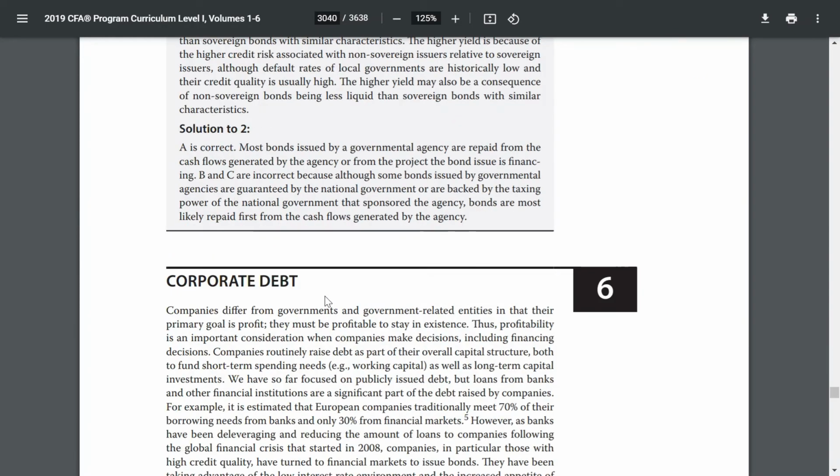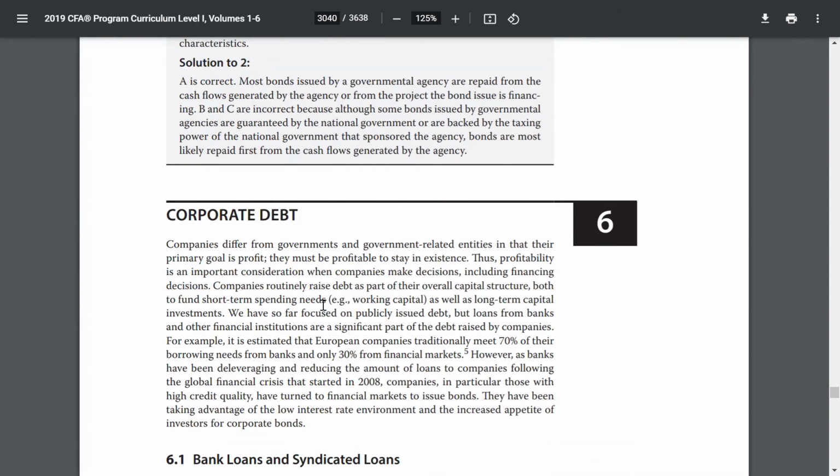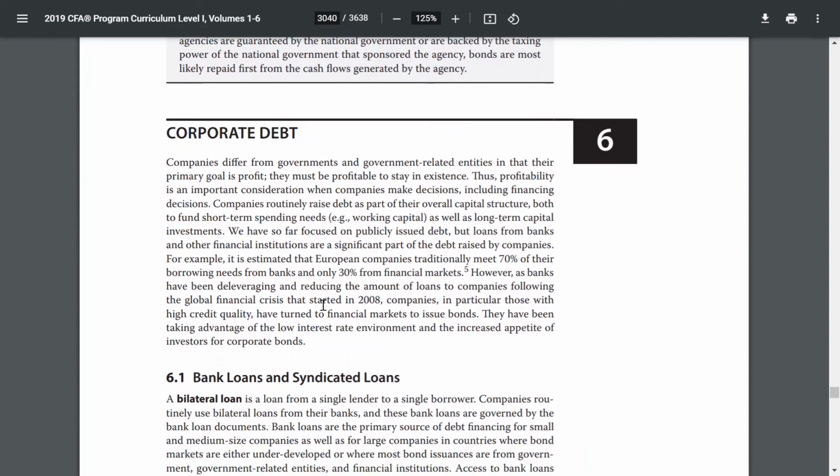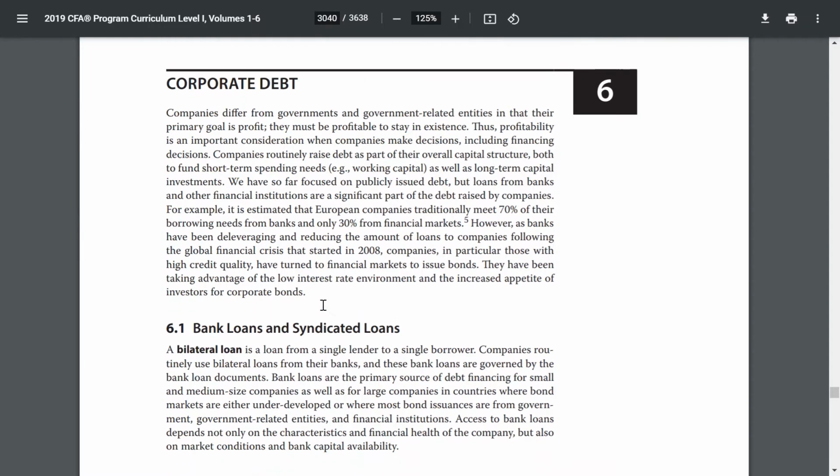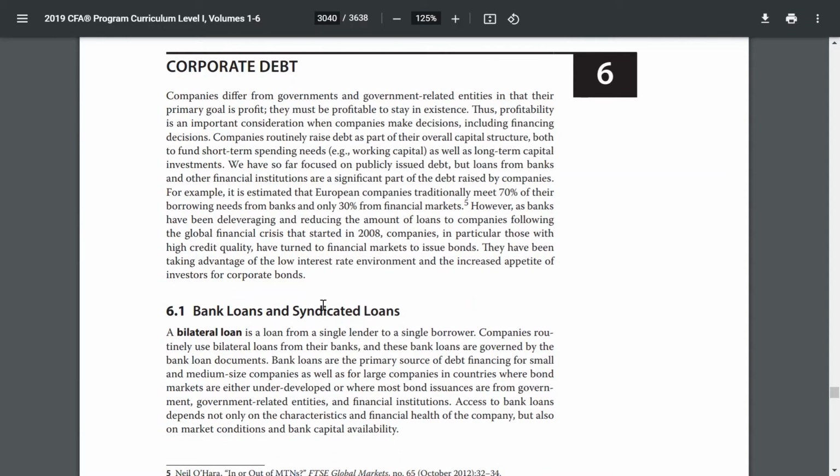Corporate debt. Companies differ from governments and government-related entities, as their primary goal is profit. They must be profitable to stay in existence. Thus, profitability is an important consideration when companies make decisions, including financing decisions. Companies routinely raise debt as part of their overall capital structure, both to fund short-term spending needs as well as long-term capital investments. We have so far focused on publicly issued debt, but loans from banks and other financial institutions are a significant part of debt raised by companies.